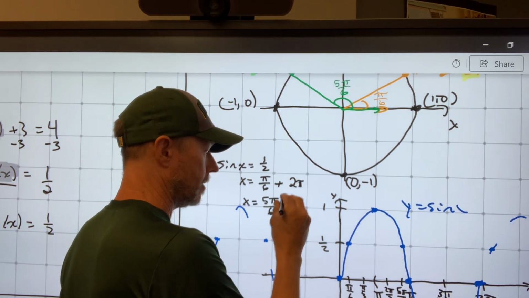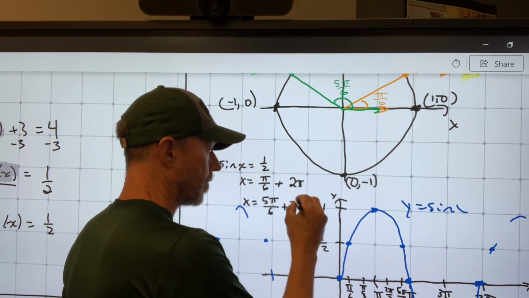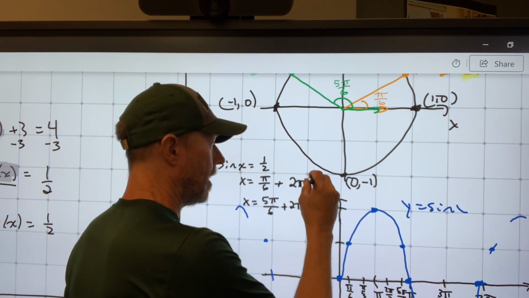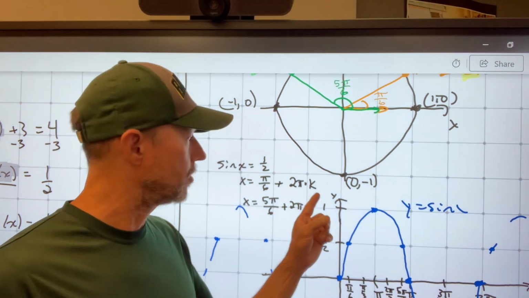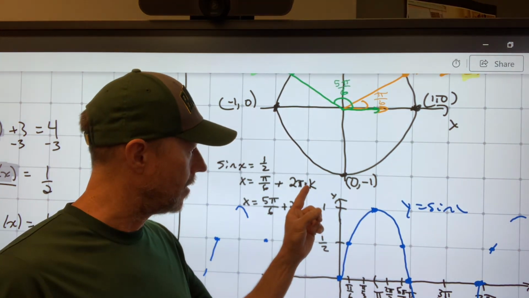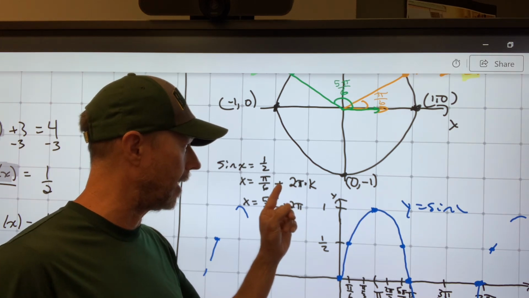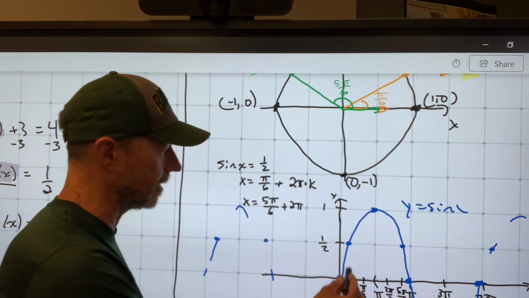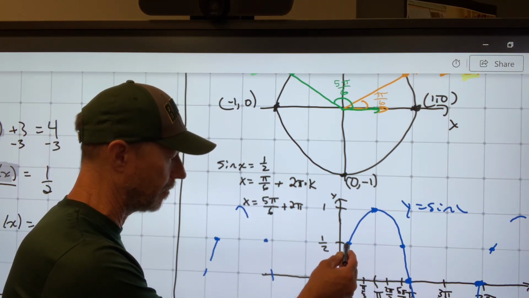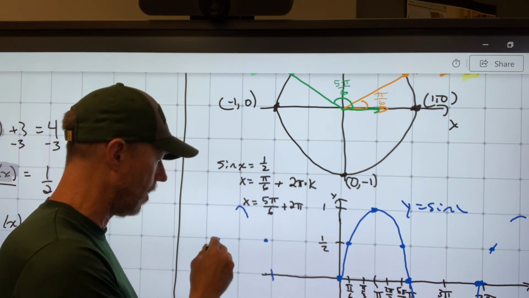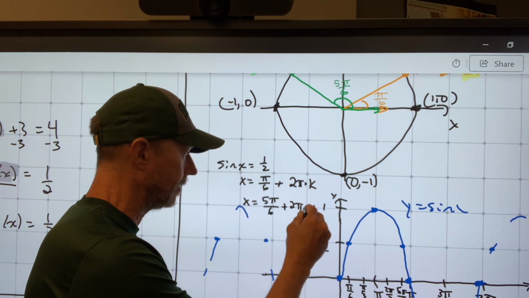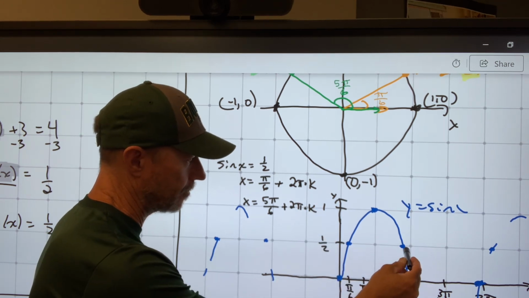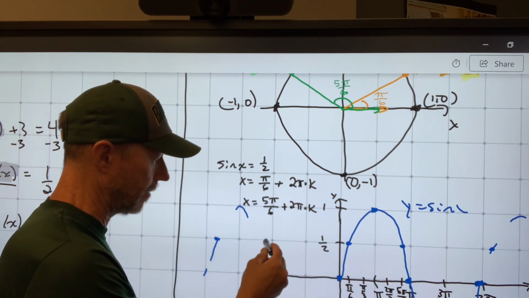I'm just gonna do plus, and we're gonna go times k, where k could be a whole number or a negative whole number. So if k is negative, then this would be negative 2 pi, which would subtract from pi/6. And if I back up 2 pi from pi/6, I land all the way over here. And if k is negative here, then I back up 2 pi from here, which lands me on this one.